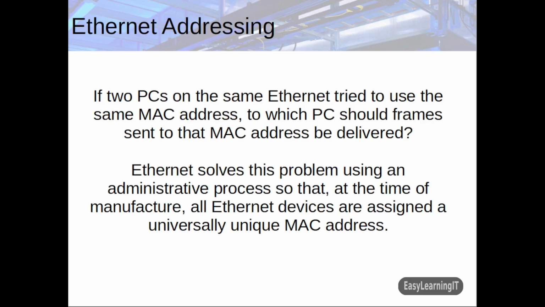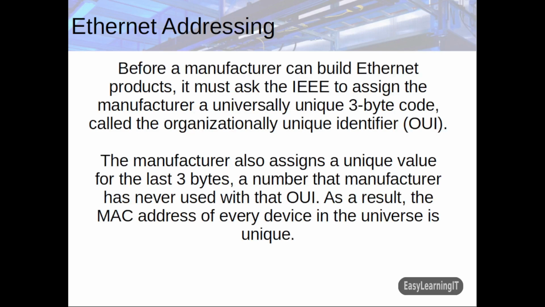Ethernet solves this problem using an administrative process so that, at the time of manufacture, all Ethernet devices are assigned a universally unique MAC address. Before a manufacturer can build Ethernet products, it must ask the IEEE to assign the manufacturer a universally unique 3-byte code, called the Organizationally Unique Identifier, or OUI. The manufacturer also assigns a unique value for the last 3 bytes, a number that manufacturer has never used with that OUI. As a result, the MAC address of every device in the universe is unique.